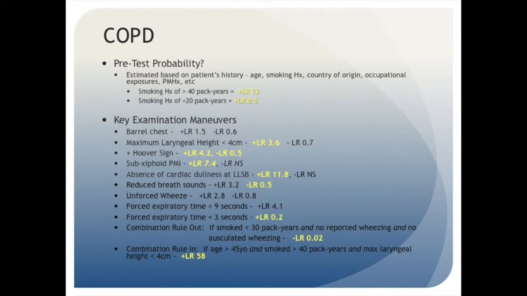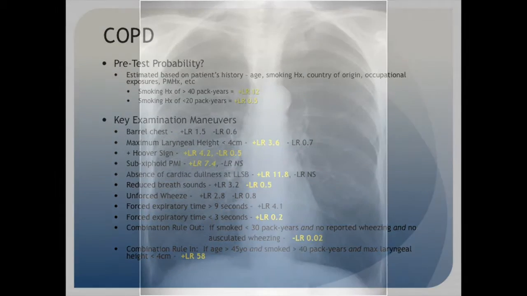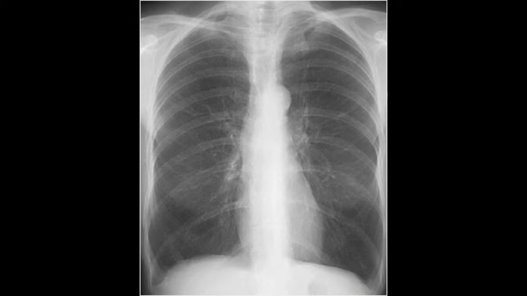Two of the physical exam findings that have among the highest positive likelihood ratios, a subxiphoid point of maximum impulse and absence of cardiac dullness at the lower left sternal border, can be explained by looking at this chest x-ray. Note that in the hyperexpanded lung fields, the heart dangles in the midline like a pendulum over the flattened diaphragms. So that when you're palpating for the point of maximal impulse, you're going to find it oftentimes under the xiphoid process rather than the midclavicular line where you'd expect.